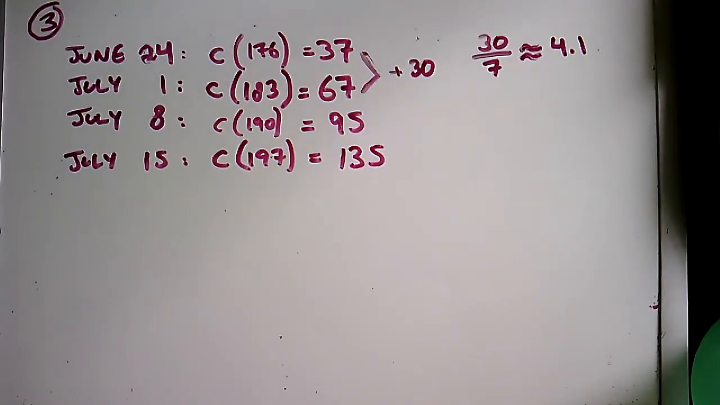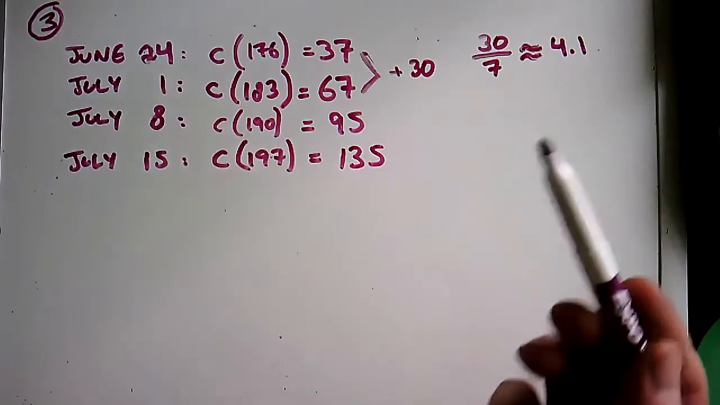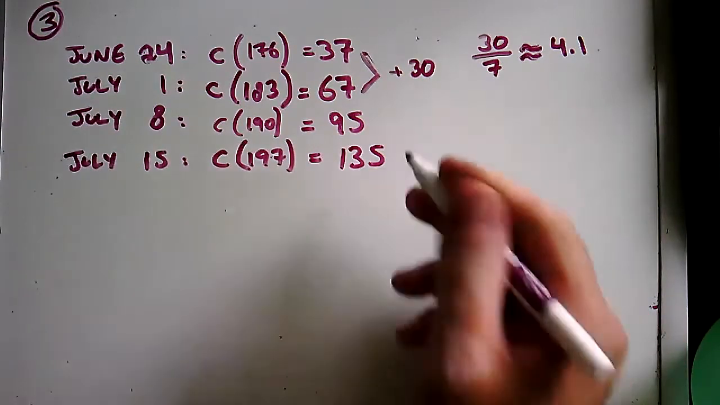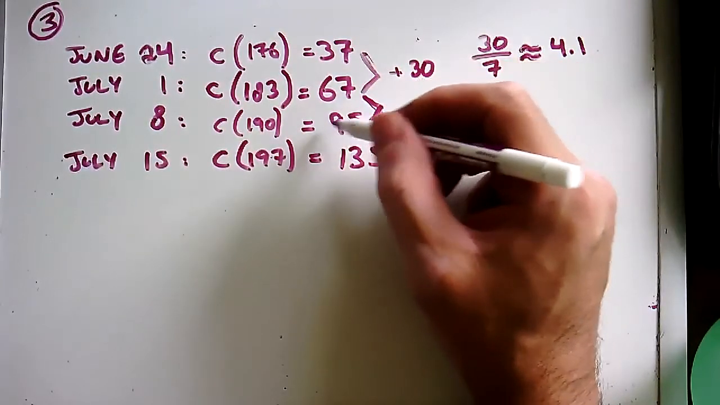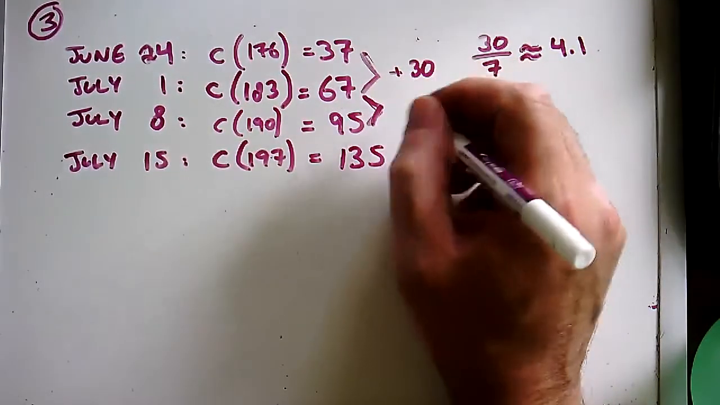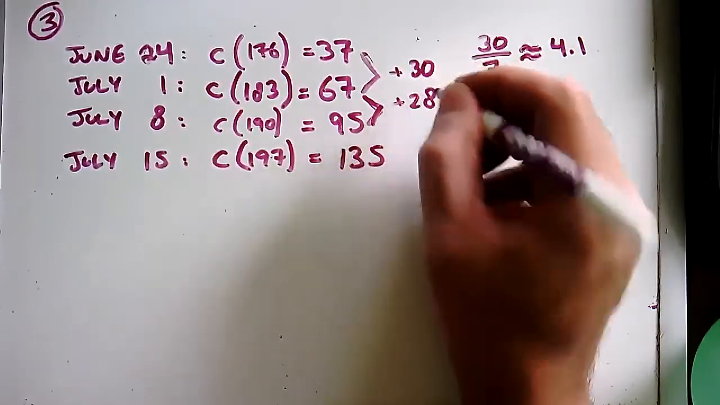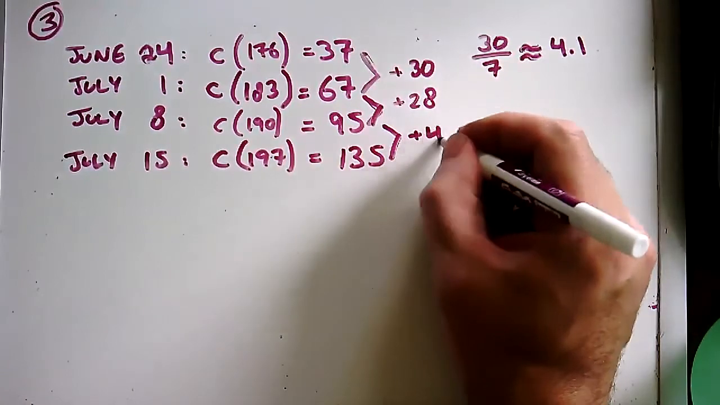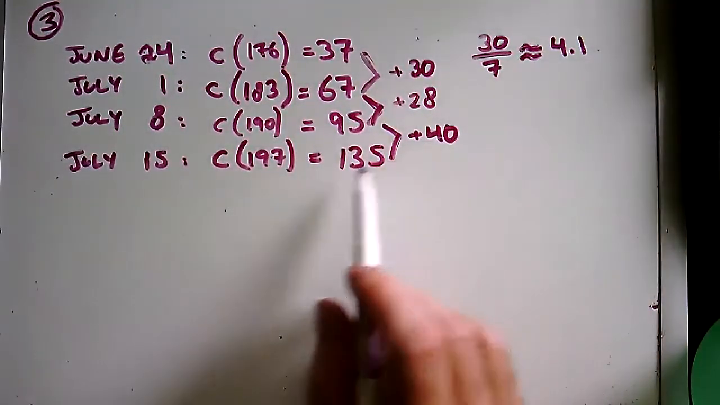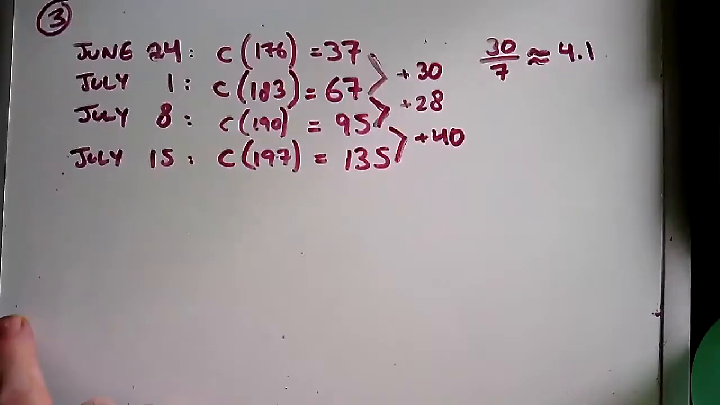We don't actually need to calculate each one of these because for each one of these time intervals, the change in time is going to be 7 days. We can just look at by how much the cases changed. So let's see, 95 minus 67, I believe that's 28 new cases. And then in this last period, we have plus 40. Okay, so clearly the most change in cases was over the week from July 8th to the 15th.